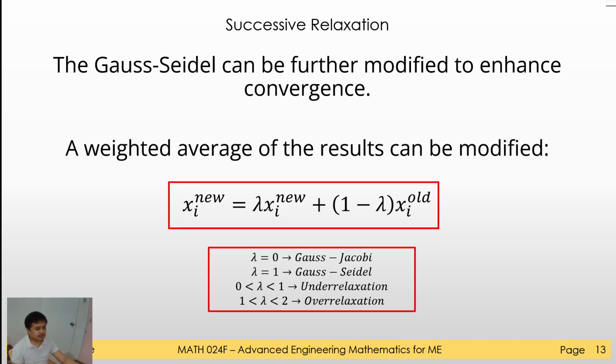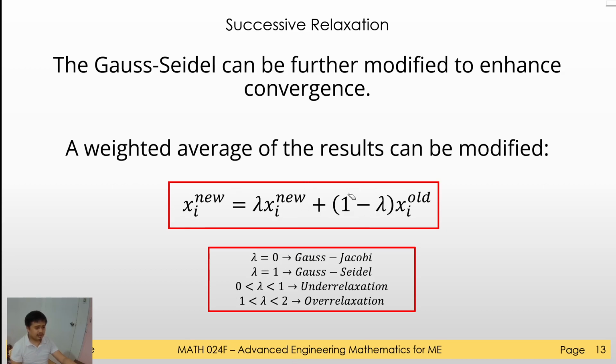if lambda is equal to 0, this will cancel out, and this will also cancel out. So the new approximation will be just from the old values of the approximation. But if lambda is equal to 1, this will remain, and this will be 1 minus 1, which is equal to 0. So this will cancel out. So the approximation of your variable will be this.